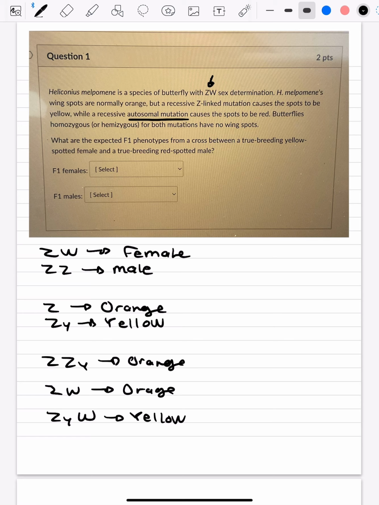This right here says, or hemizygous. Hemizygous means that it has at least one of those alleles. And we know that females can only have ZW. So hemizygous, that pattern, only occurs for the female in this case.